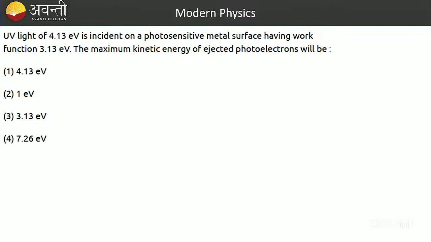Now, UV light of 4.13 electron volt is incident on a photosensitive metal surface having work function as 3.13 electron volt. The maximum kinetic energy of ejected photoelectron will be. So first of all, this question is from the photoelectric effect. We know that in photoelectric effect, we have a sensitive metal. Here we will have a sensitive metal.